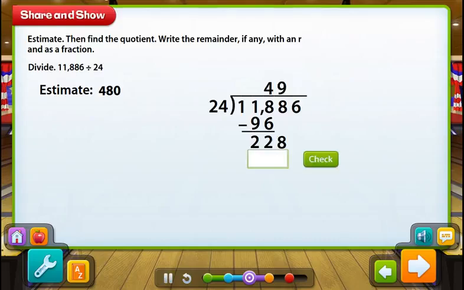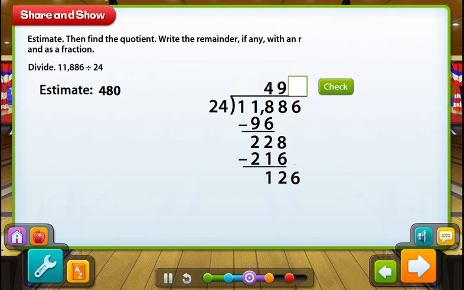Find the product of 9 tens and 24. Type your answer. Actually, the product of 9 tens and 24 is 216 tens. The difference between 228 tens and 216 tens is 12 tens. Regroup any tens left as ones. Now you have 126 ones.